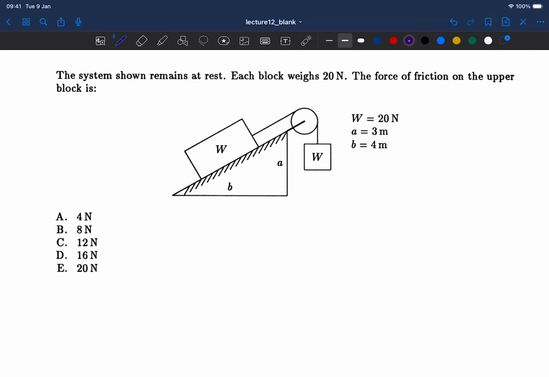So we have this. This is kind of the modified Atwood machine that we talked about in class last time. We have two blocks, and one of the blocks is on the incline, the other one is hanging, and they are tied together with a string, and both of them are 20 newtons. So this one is 20 newtons. This one is 20 newtons here. No, it's 20 newtons times sine of the angle.